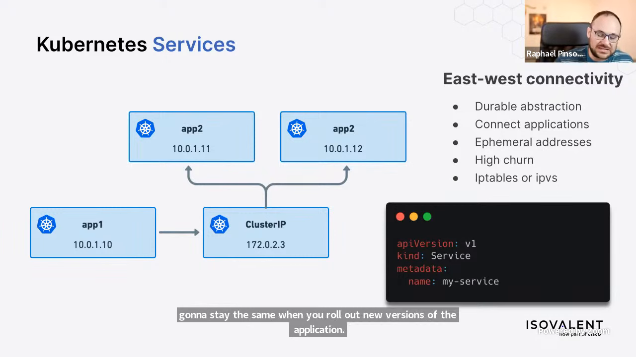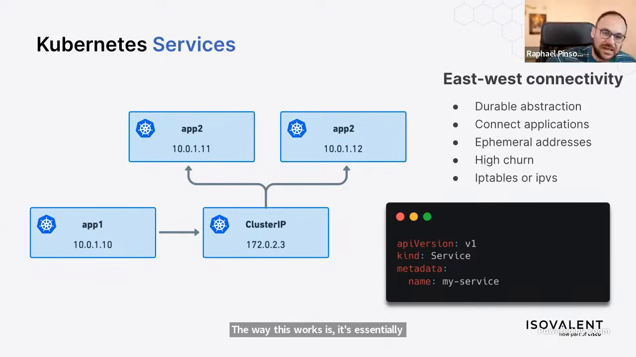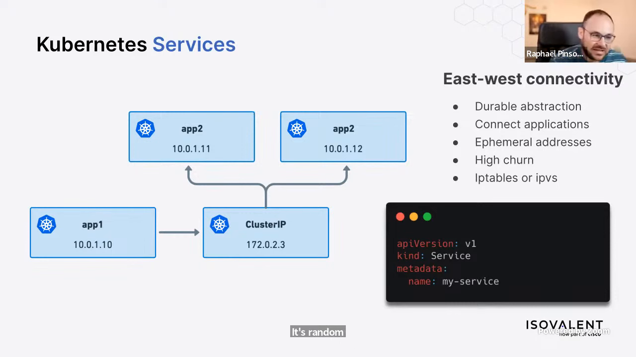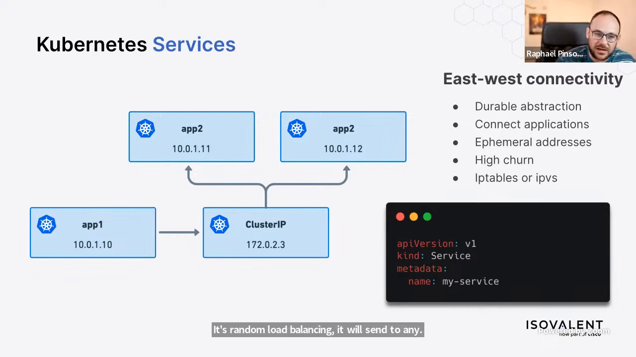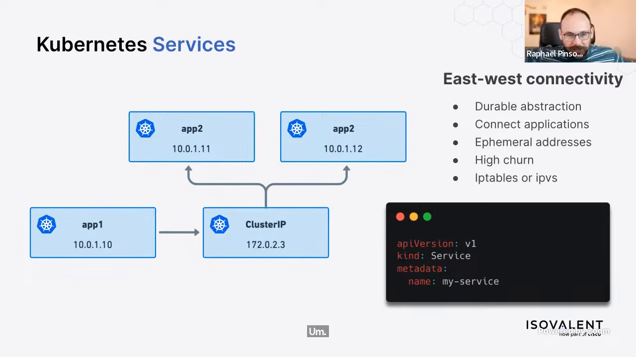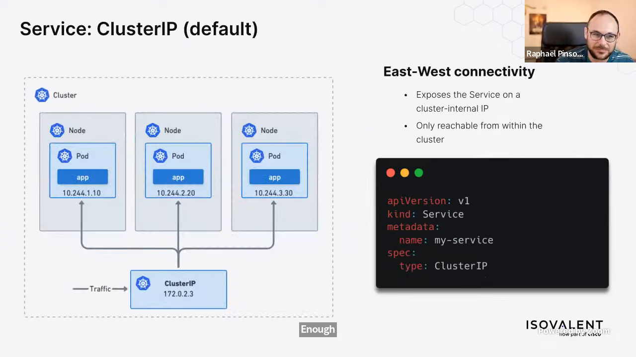The way this works is it's essentially, like I said, a layer 4 load balancer that will load balance between the different backends. So when you access this IP address, it will load balance the traffic at layer 4 to the different pods in the backend of this service. We're used to saying that this is round robin load balancing. It's not actually round robin load balancing. It's random load balancing. It will send to any pod in the backend randomly. Though, with enough queries, it becomes close enough to round robin, but it's not round robin.